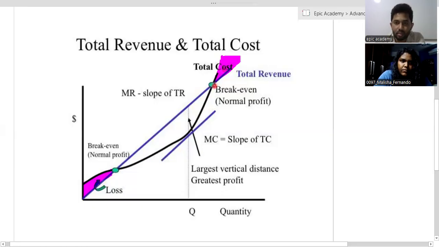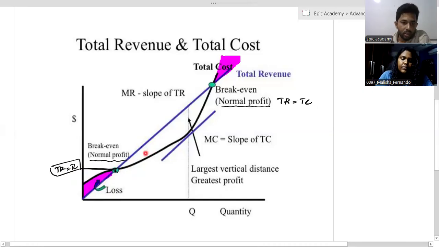So this is the point where, at the break-even point, you can earn normal profit, isn't it? Yes. Why? Because TR is exactly equal to the TC. Did you get the idea? Yes. In here, as an example, at this break-even point, this blue line represents the total revenue. This black line represents the total cost. Both are similar. So this is TR and this is TC. Exactly, total cost is equal to the total revenue. So you are getting normal profit.